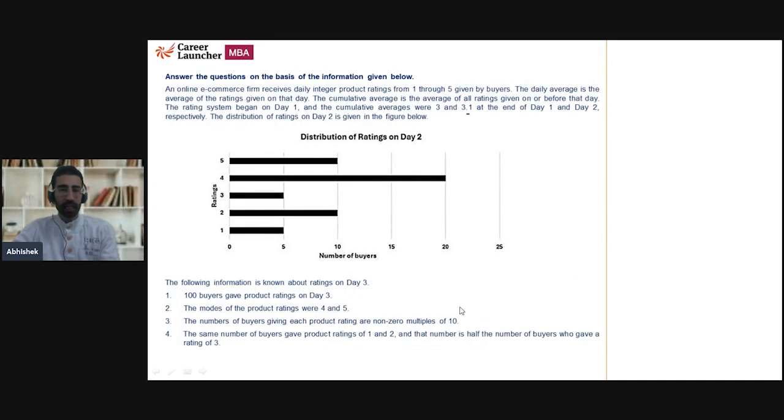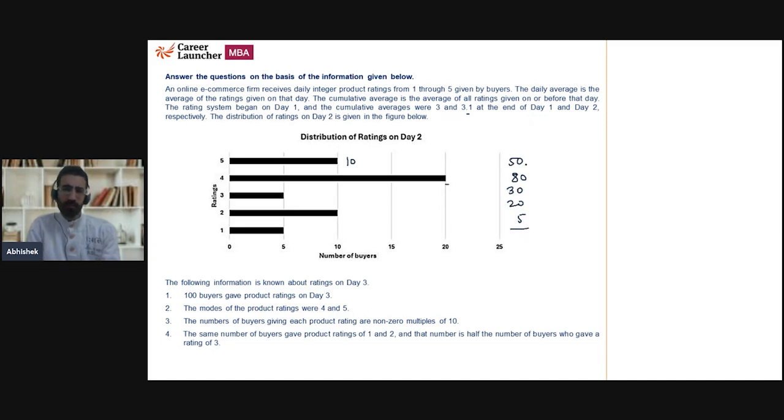I think the data for day 2 is obviously going to be key. Let's first figure out data for day 2. 10 buyers have given rating of 5 each. That's a net 50 points. 20 have given 4 each. That's net 80. 10 have given 3, so that's 30. 10 have given 2, 20. 5 have given 1, 5. Aha. 5 buyers, 1.